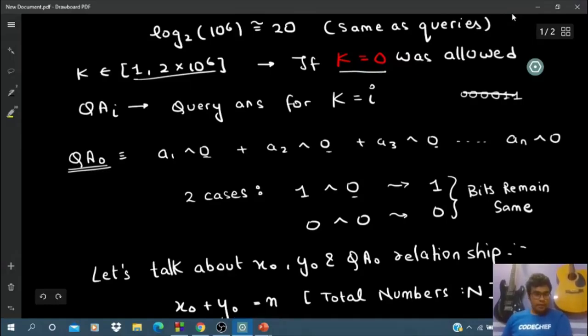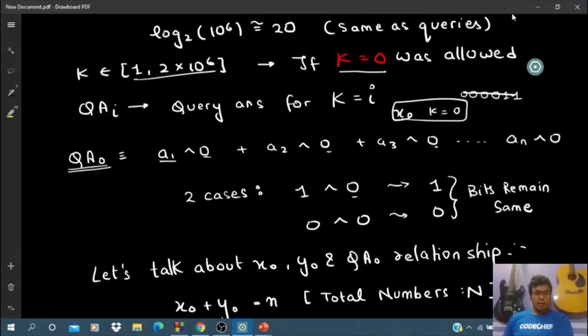So let's move forward. When I XOR with 0, there are two cases. Either the 0th bit, let's talk only about the 0th bit. What we're thinking about is, can we use this 0 to calculate the parity of the 0th bits of x0? Can I know the parity of x0 by using k equal to 0? This is what I want to find out, some relation between QA0 and x0. Okay, so let's talk about what this relation might be.